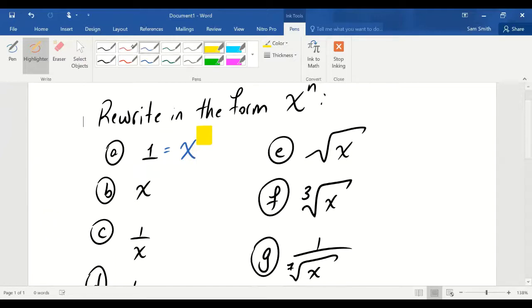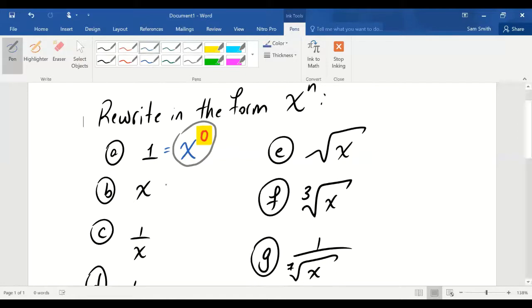Now, the exponent rule that we'll really need to use here is the rule that says that if you raise anything to the power 0, the result is 1. And this question is asking us to take that principle in reverse. 1 could be thought of as x to the power 0. This would be my final answer for this question.